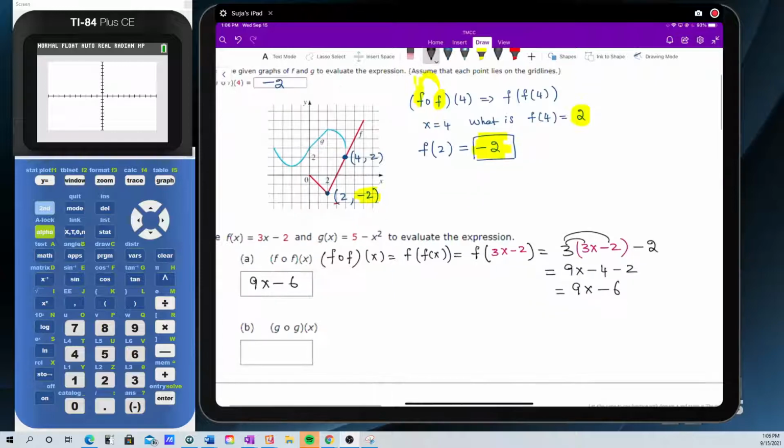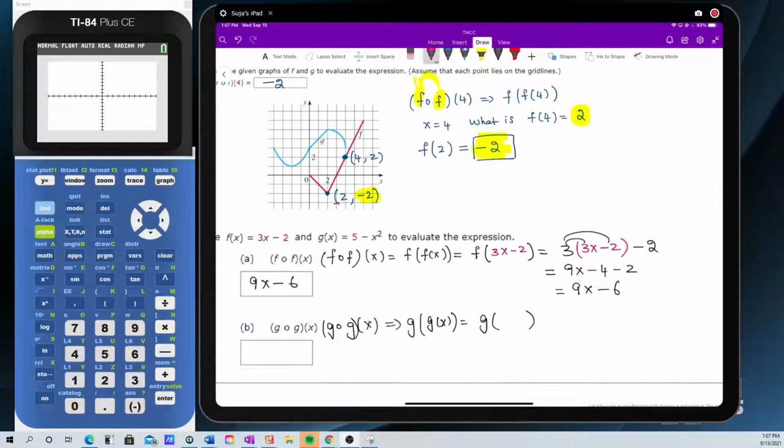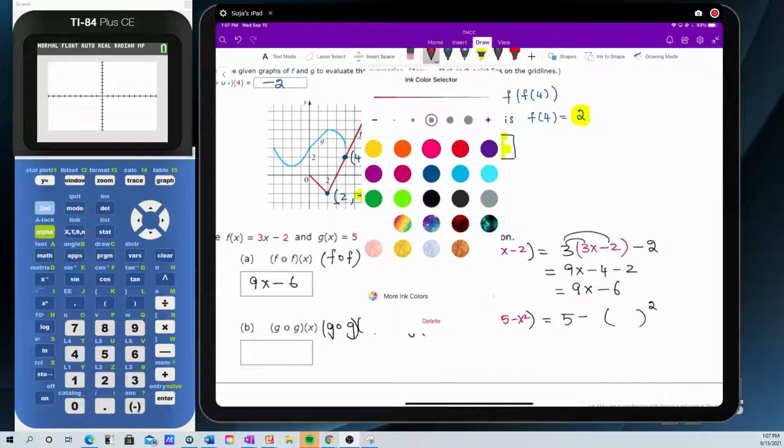For the second one, it's g is going to feed into g. So it's g of x. So this means g composed with g of x. So it's g of, let me put another color. My g of x here is 5 minus x squared. And this is going to go into my g of x. So it's 5 minus whatever the quantity squared, which is 5 minus x squared, will go inside.